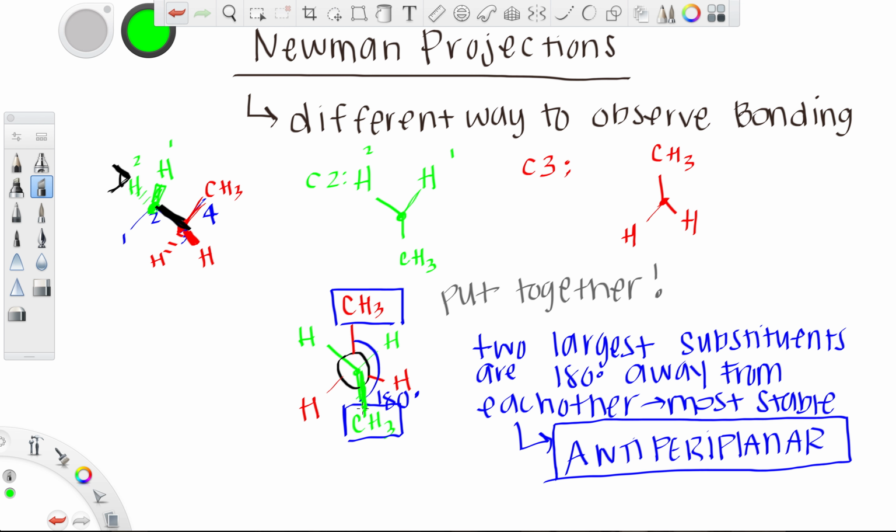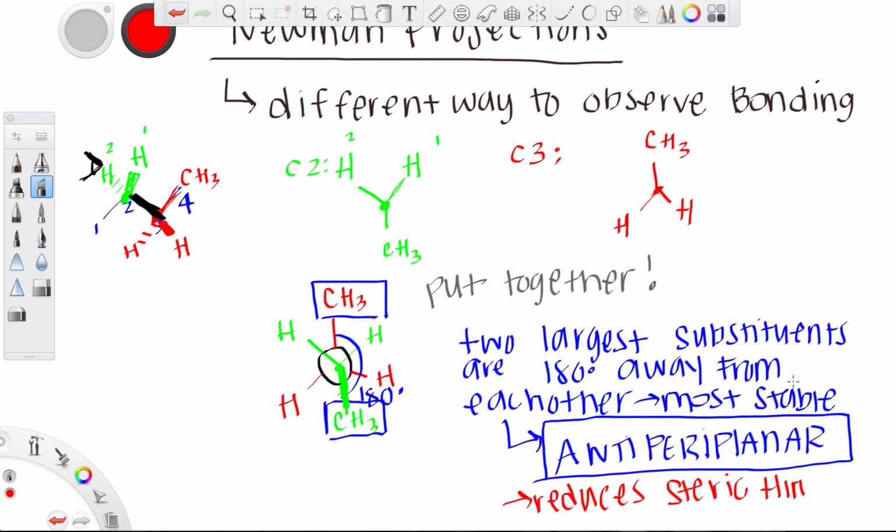Sorry, I'm just making this line longer because I feel like it looks weird. So the reason this is most favorable is because it reduces steric hindrance, which makes sense because the molecules want to be happy. They don't want to be too close to each other. They want to have their space, and that's essentially what's going on there, okay?